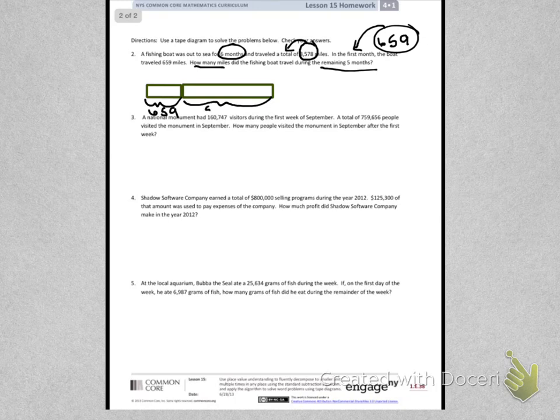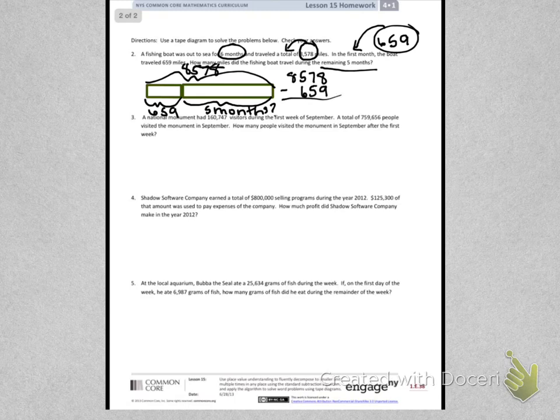I like to go ahead and label what I'm finding. I'm trying to find what I did in 5 months, and that's my question mark. But all together, they did give us the total miles traveled, and that was 8,578. So in order to find our missing 5 months, we need to subtract 8,578, subtract away our 659.